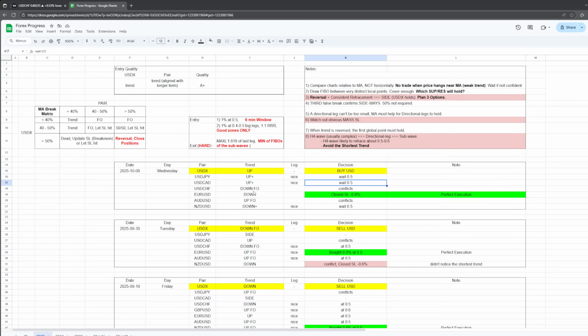Okay, let's write it down. USD Schweizer franc, market is downtrend. Currently it's doing the fake out, which conflicts with the USD index chart, and that's why we're not gonna force any trade.